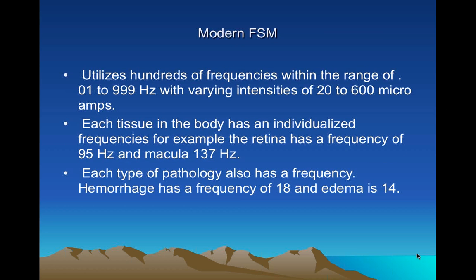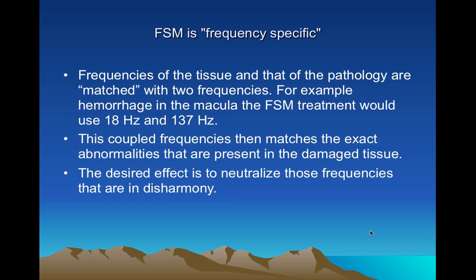And of course, we use hundreds, if not thousands of different frequencies from 0.1 to 999 with varying intensities. For example, the retina has a frequency of 95 hertz and the macula 137. And each type of pathology has a frequency. For example, hemorrhage has a frequency of 18 and edema 14. So you can see that we try to tie in these different frequencies to develop a proper treatment protocol or a proper prescription.